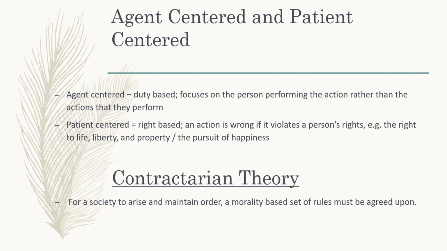And the last theory we have is contractarian theory. It is basically the concept that for a society to arise and maintain order, a morality-based set of rules must be agreed upon. This theory has influenced the modern government and is heavily involved with societal law. So, these were all the theories, and deontology is best understood in contrast with consequentialism.